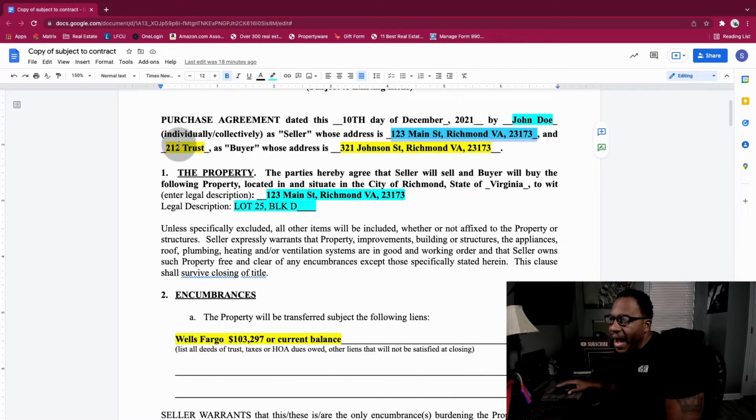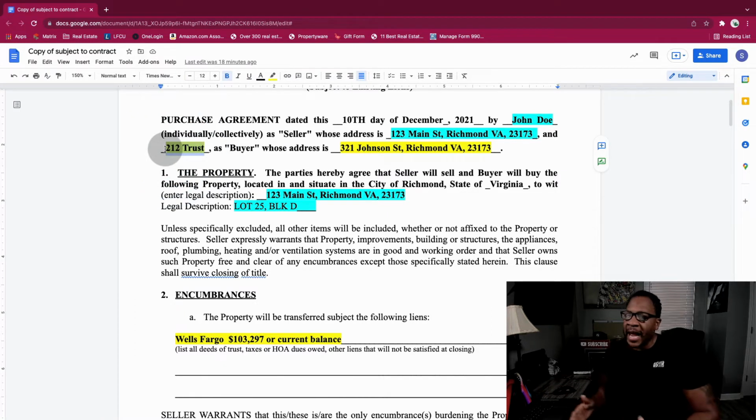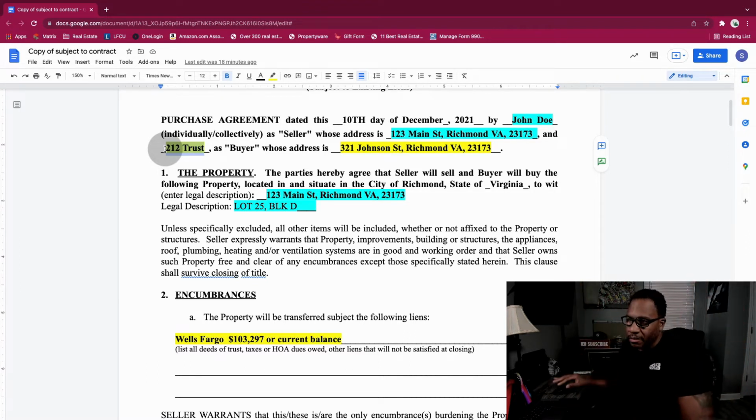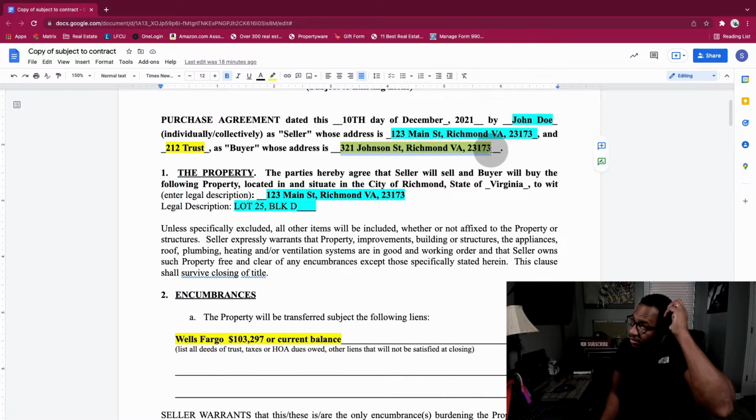Now, as the buyer, I am not going to put my name. I'm going to put my trust's name, okay? The trust name can be any name you want. You just think of a name. The house that I'm buying from the seller is 123 Main Street, so I could have called it 123 Trust. I just called it 212 Trust because I wanted to, all right? And as the buyer, this is the trust's address, all right?